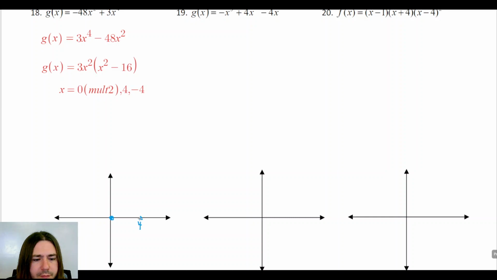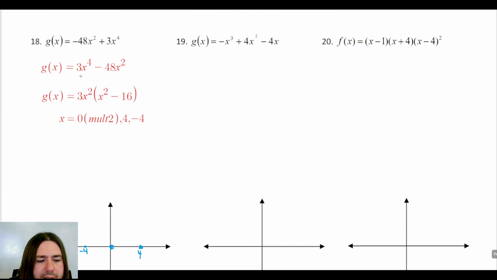Here's 4, negative 4. We are going to bounce off the x-axis at the origin because of the multiplicity. So let's look at the leading term and figure out our end behavior here, and that'll guide the rest of the graph. The leading term has an even degree and a positive leading coefficient, so it's going to be going up and up, towards positive infinity in both directions.